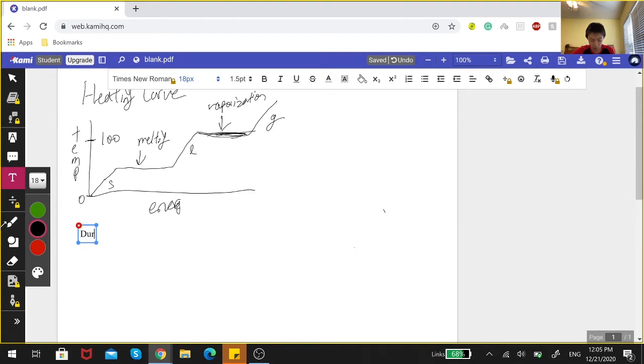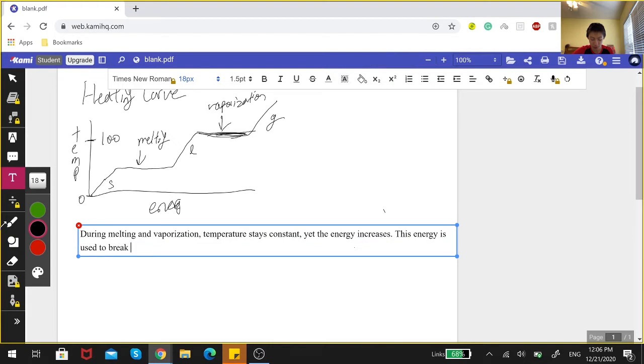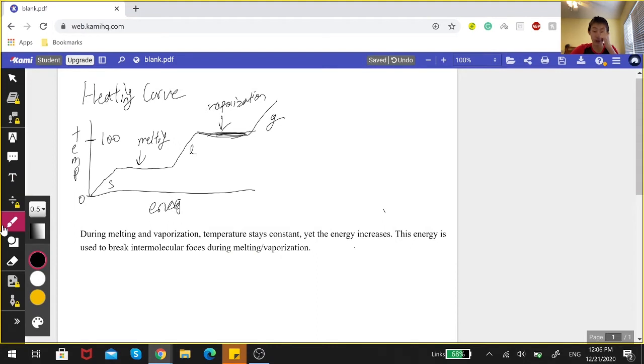If we say during melting and vaporization, temperature stays constant, yet the energy increases. As you can see from the chart, the temperature did not increase, but the energy increases. This energy is used to break intermolecular forces during melting and vaporization. So as we increase temperature, as we go along this line, first it goes from the solid state, and at one point you need to break all the intermolecular forces in order for the whole thing to become liquid state.